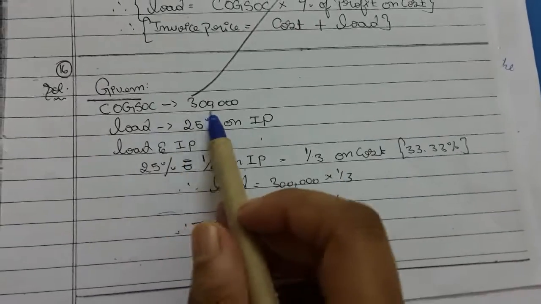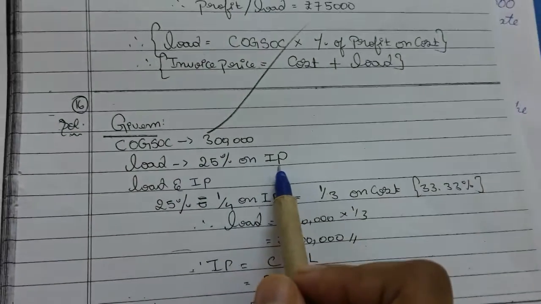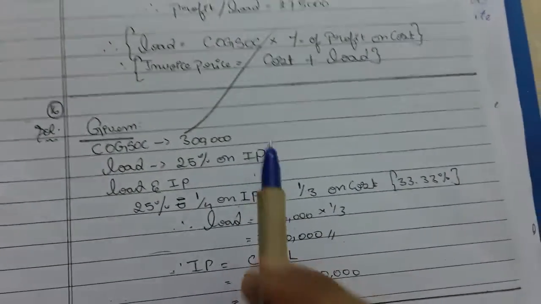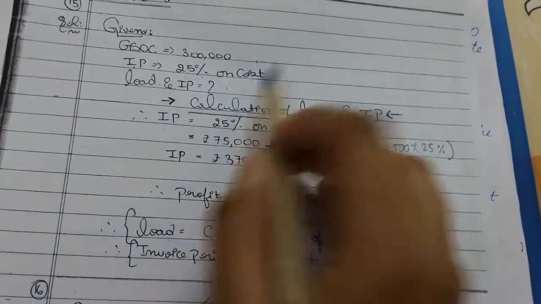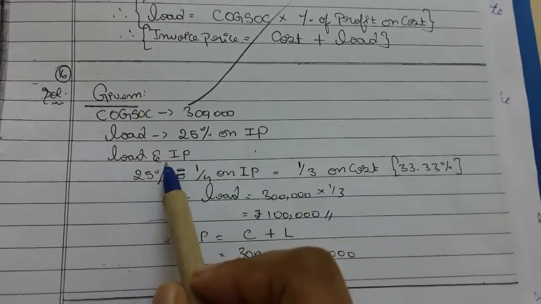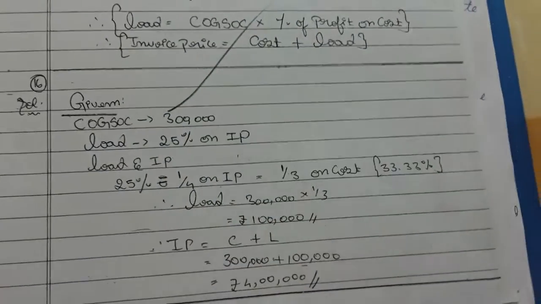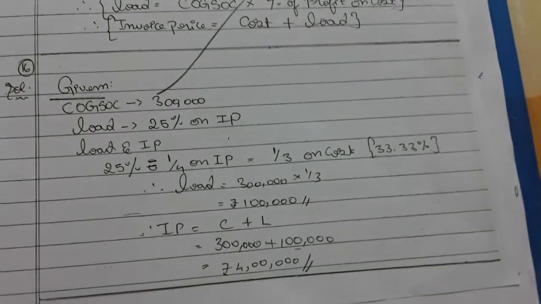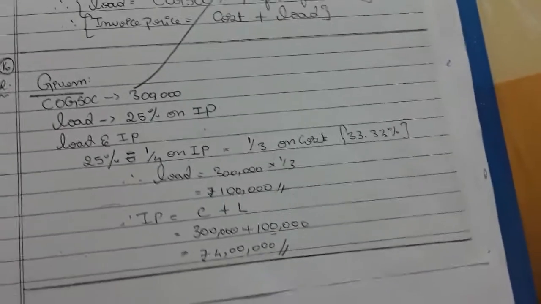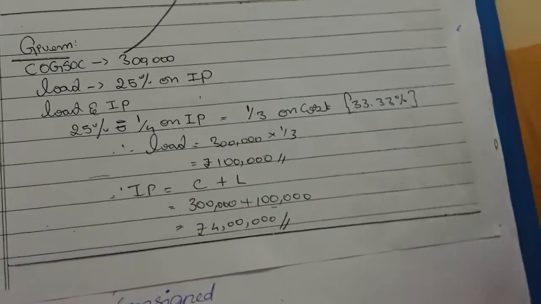So, coming on to the problem. The cost of goods sent on consignment is 3 lakh. Load is 25% on invoice price. It was 25% on cost in the previous sum, in this sum it is 25% on invoice price. So we are supposed to calculate load and invoice price. The conversion of cost percentage into profit percentage, I have taught that in the class. I know you know that properly.